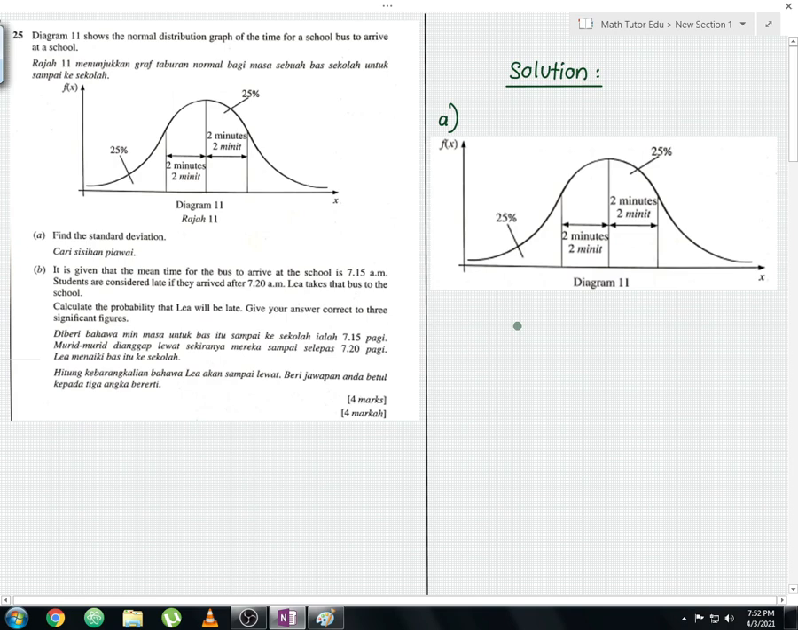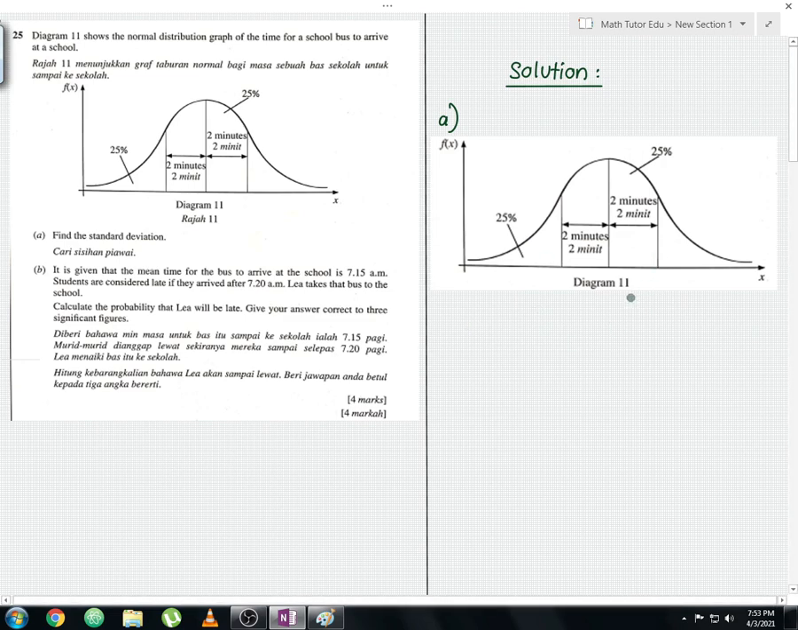Let us solve part A, where they ask us to find the standard deviation. This probability distribution question is literally new, guys, not only for the students but also for the tutors, and to be honest, this is one of the toughest questions that I've solved in this SPM 2019 paper 1. So let us solve this question together.